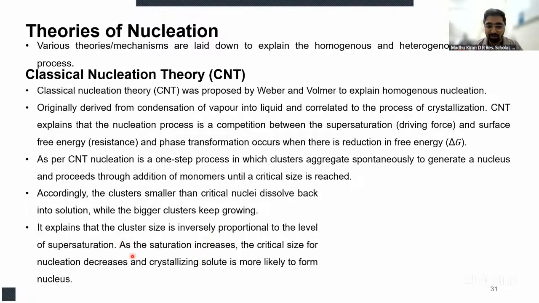And as the supersaturation ratio keeps increasing, the critical size for the nuclei also decreases. Suppose we consider two supersaturation ratios, 1.5 and 3. The critical nuclei size at supersaturation level 1.5 will be maybe 5 micron. But in case of the supersaturation ratio of 3, the critical nuclei size will be maybe 1 micron.